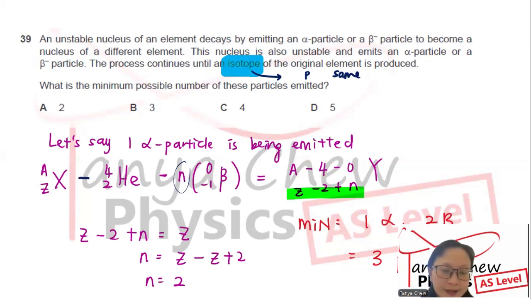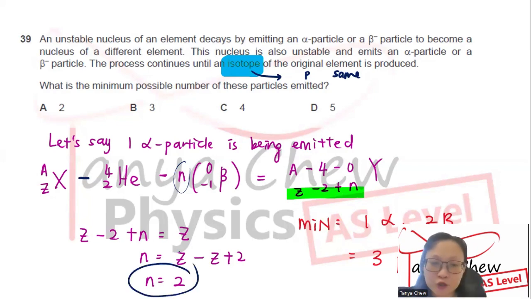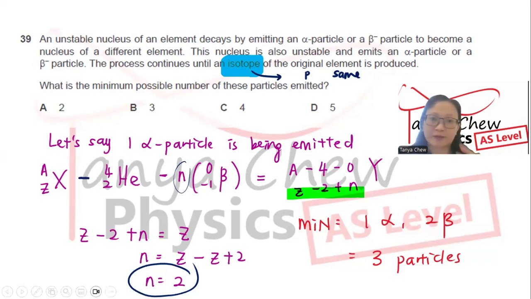Z minus 2 minus, and negative becomes positive. So I want to get back Z as my final answer because after all, it will produce the isotope. So I will say Z minus 2 plus N is equal to Z. So N is equal to Z minus Z plus 2. So N must be 2. So at least 2 beta negative particles must be emitted with every 1 alpha particle. Therefore, the total minimum possible number, I get 1 alpha, but I need to have 2 beta. So altogether must be 3 particles.